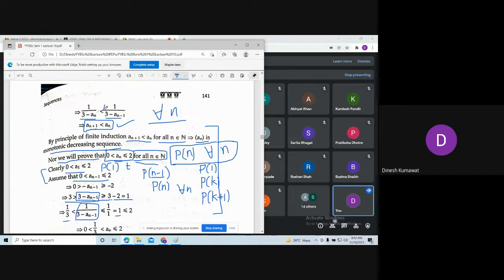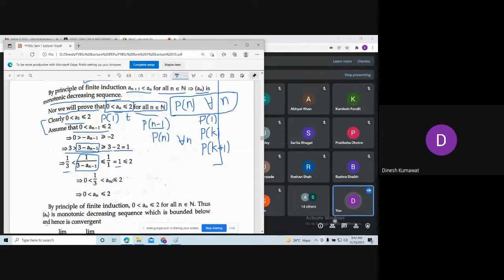Observe here what we are saying. This quantity is nothing but what? a_n. So we can say a_n is lying between 1 upon 3 and 2. So here we are getting that this quantity is bigger than 0. Okay, so what are we concluding then? a_n is lying between 0 and 2. Hence, P of n is true.